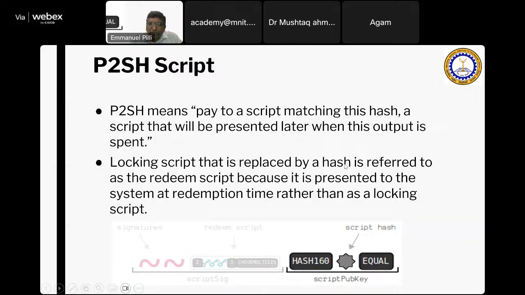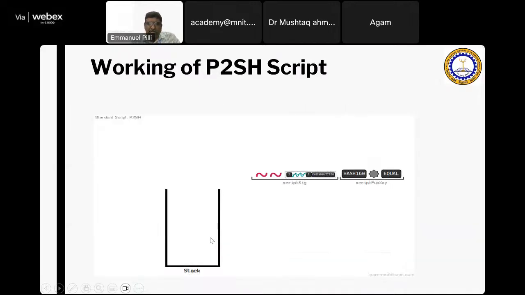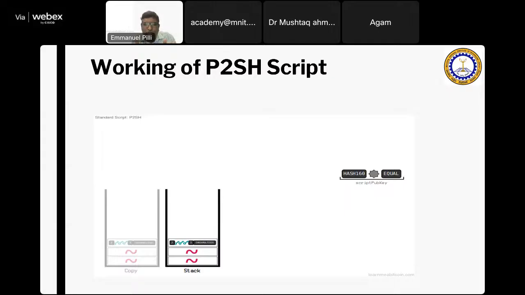The locking script that is replaced by a hash is referred to as the redeem script because it is presented to the system at the redeem time rather than as a locking script. The script is not available. When you are unlocking, then the script is presented. So that is how it looks like. So this is how you can see the example. So that scriptSig is available. That whole thing goes into it.